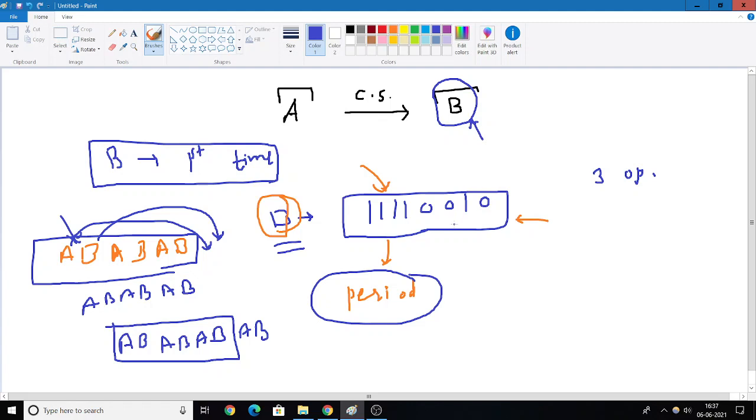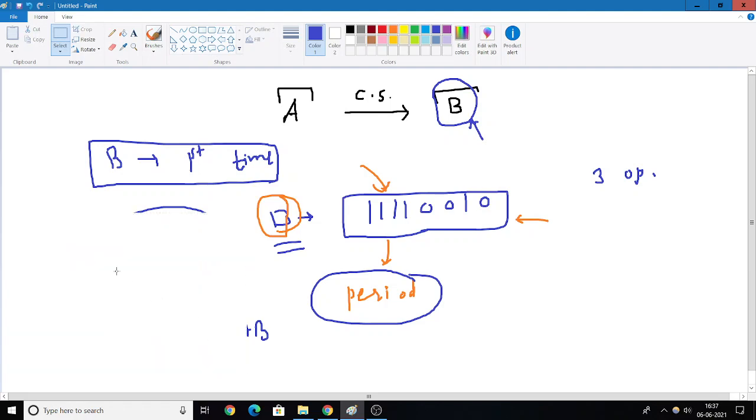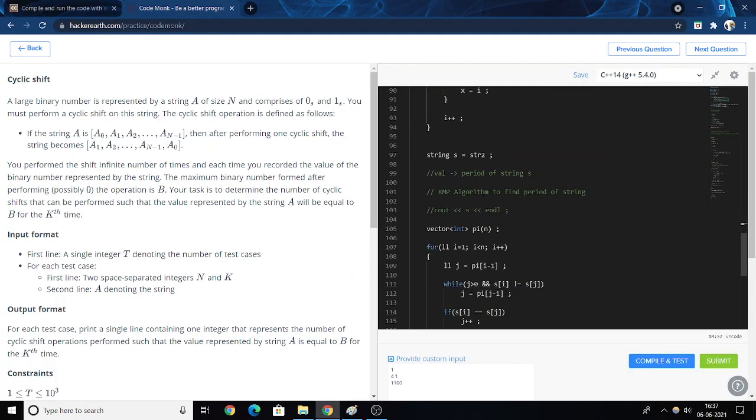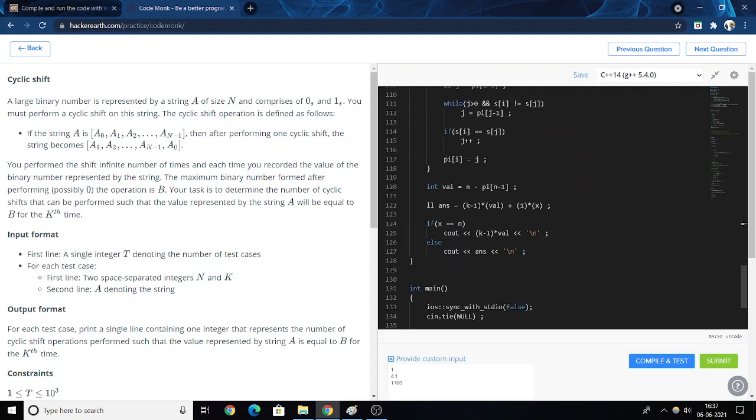Okay, so how do we find the period of a string? Well, I'll talk about that in the end. But first, let's see what happens after we find the period of the string. Once you find the period of the string, we can just calculate our answer this way.